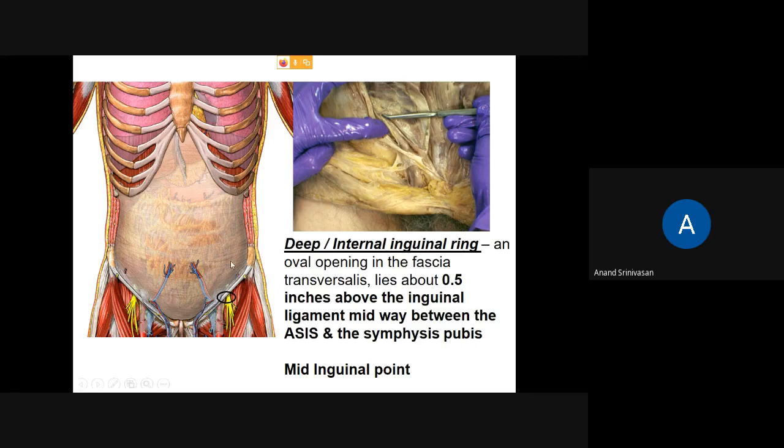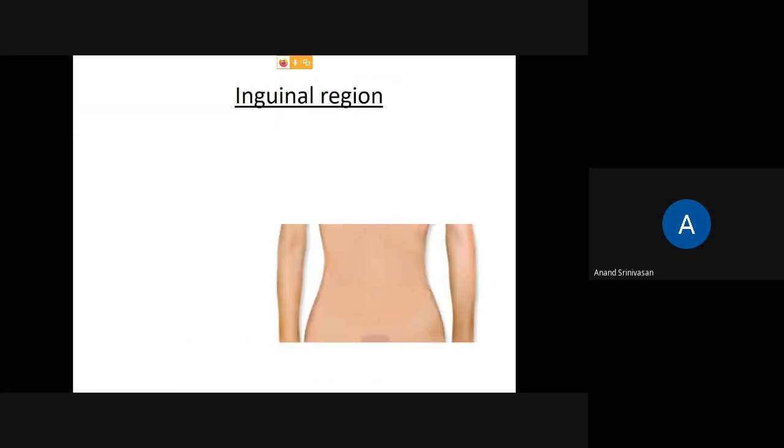Okay, so the mid-inguinal point is between the anterior superior iliac spine and pubic symphysis, whereas the midpoint of the inguinal ligament is between the anterior superior iliac spine and pubic tubercle. Now we will be seeing the inguinal region. It will be covered by Dr. Kumar, but I'll just cover it a little bit.